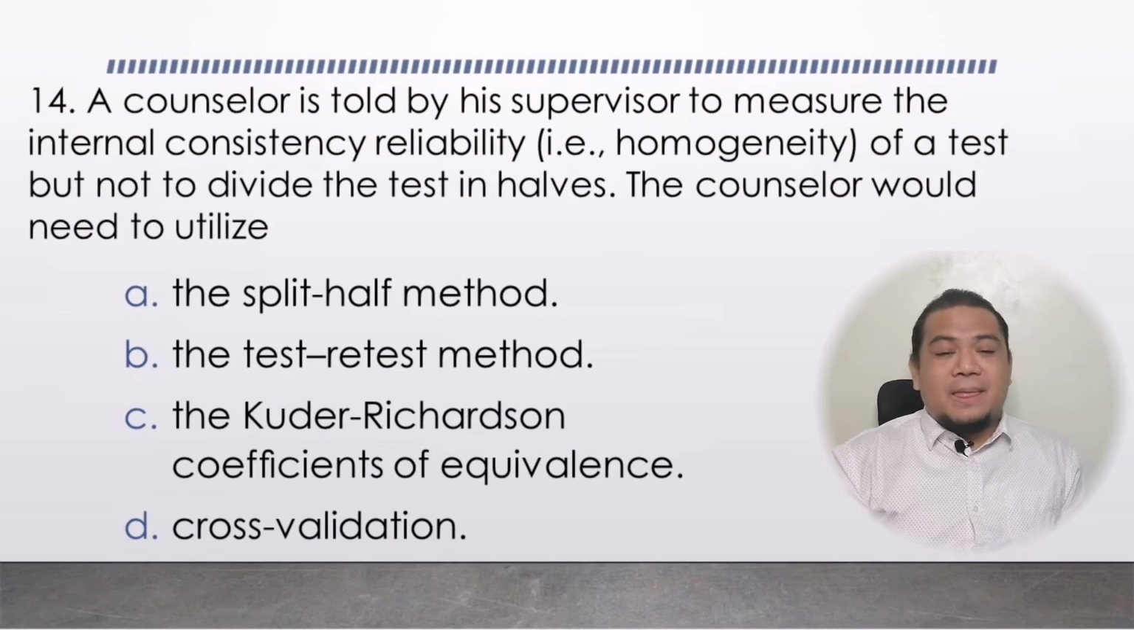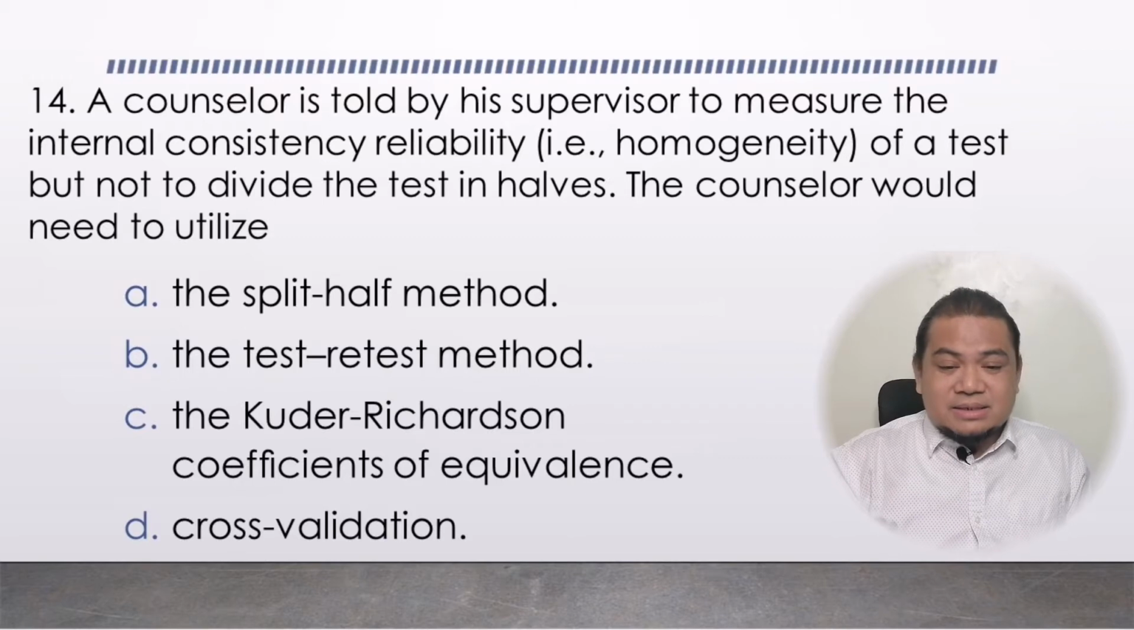Number 14. A counselor is told by a supervisor to measure the internal consistency reliability, like homogeneity, of a test, but not to divide the test in halves. The counselor would need to utilize A. the split-half method, B. the test-retest method, C. the Kuder-Richardson coefficient of equivalence, or D. a cross-validation.